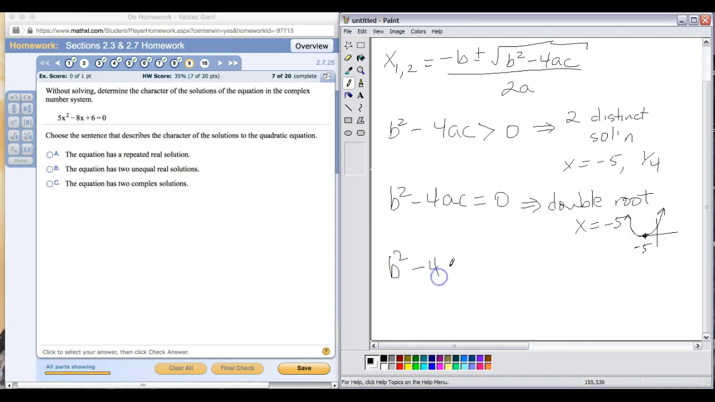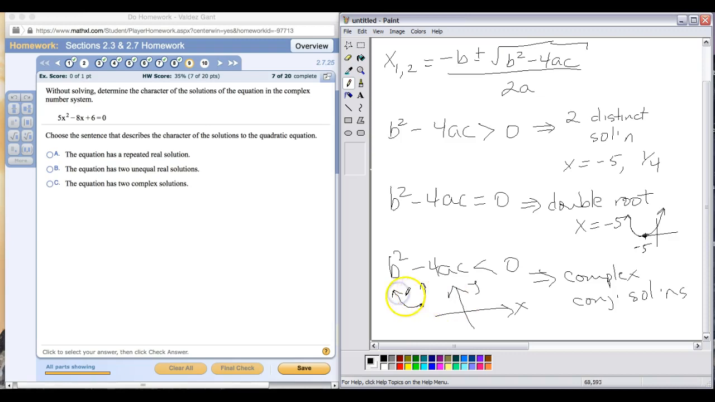In the case of b squared minus 4ac being less than 0, we have complex conjugate solutions. What this communicates in terms of a graph is that our function does not cross or touch the x-axis at any time. If we were looking at the graph of some function that looked like this, going up like that, and solved it algebraically, we would see that the solutions would be complex, meaning there is no real number that allows us to cross or touch the x-axis there.